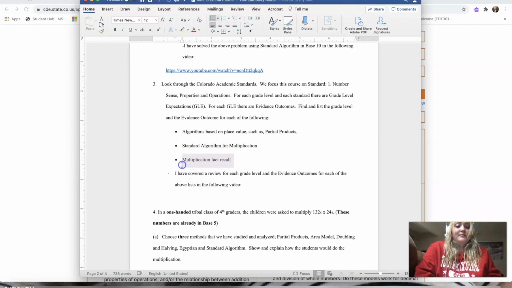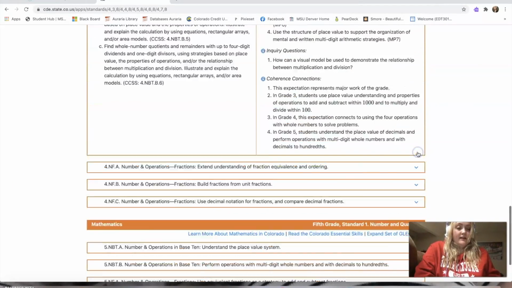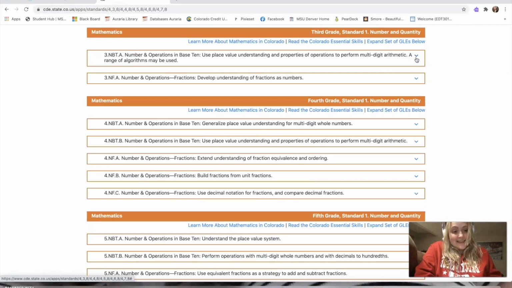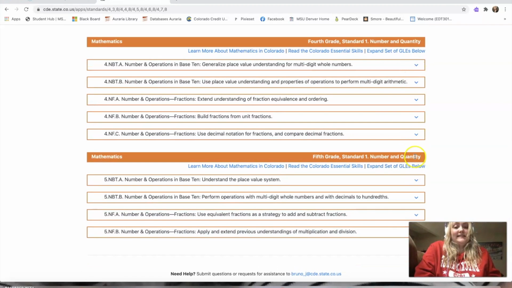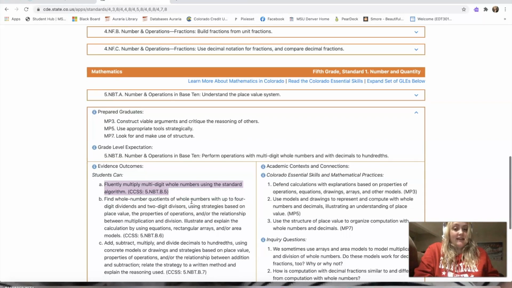And then lastly, multiplication fact recall. Within all the research that I've done throughout this website, I haven't been able to find anything that specifically said multiplication fact recall. My assumption, however, is that it would probably be expected in fifth grade. If we're expecting students to fluently multiply multi-digit numbers with the standard algorithm, then they would probably need a good knowledge base of their multiplication facts and recalling that knowledge so that they can fluently do all the multiplication they need to do.